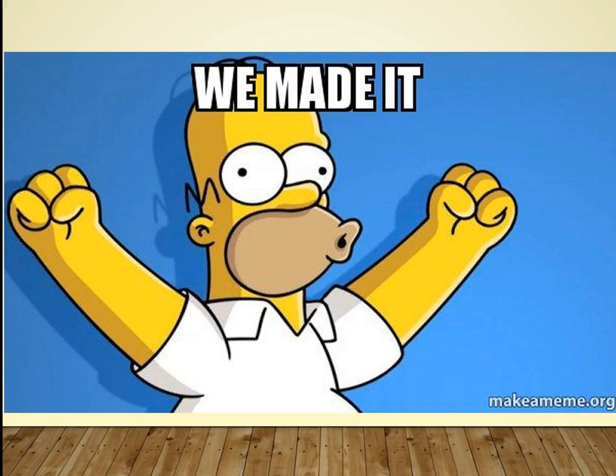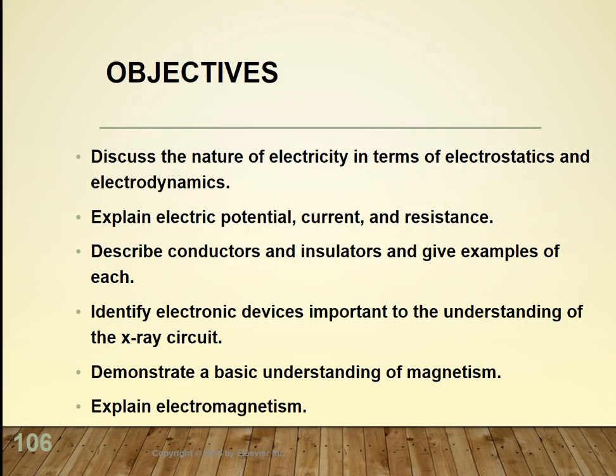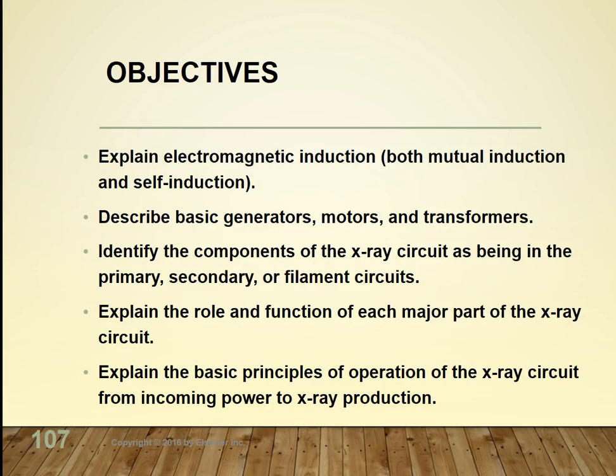So now we have covered the nature of electricity, potential, current, resistance, conductors and insulators, electronic devices, magnetism, electromagnetism, electromagnetic induction, basic generators, motors, transformers, and then we talked about the X-ray circuit as far as the primary, the secondary, and filament circuits. You can now explain the role and function of each part of the X-ray circuit and how the basic principles of that circuit create X-rays.